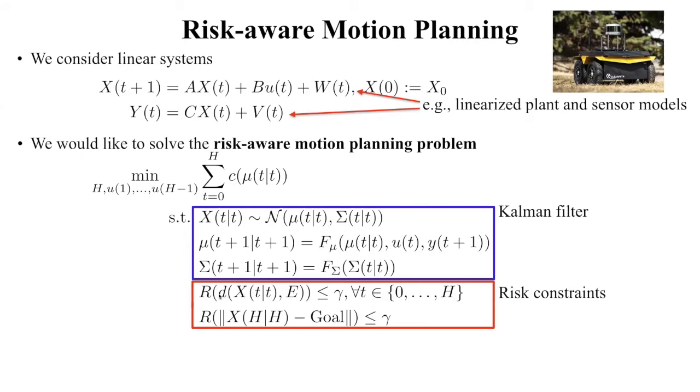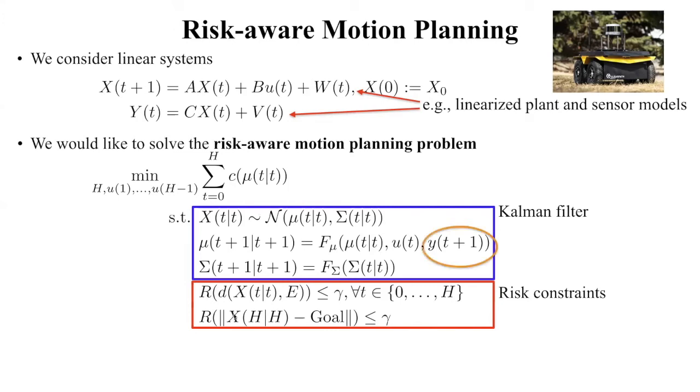Additionally, we have the risk constraints, and the risk constraints here act on the function d that I mentioned before. It can be a safety constraint, and then on this Kalman filter estimate X over here. We have another constraint, which is a goal constraint, so for reaching a goal, basically.